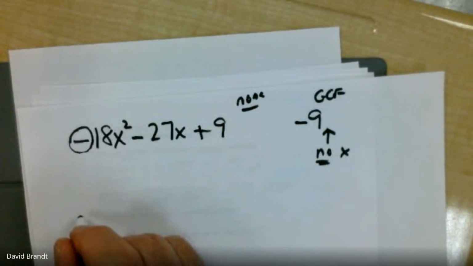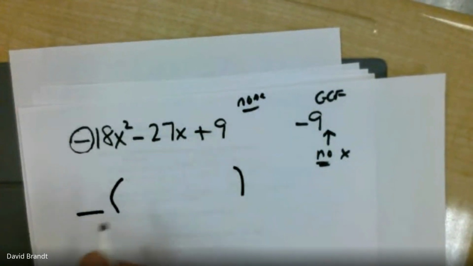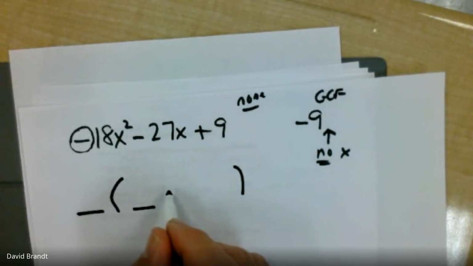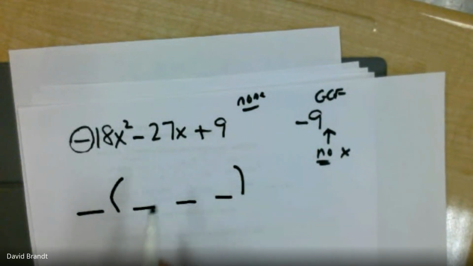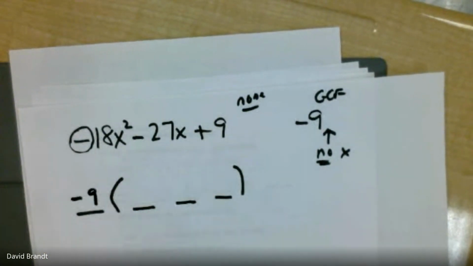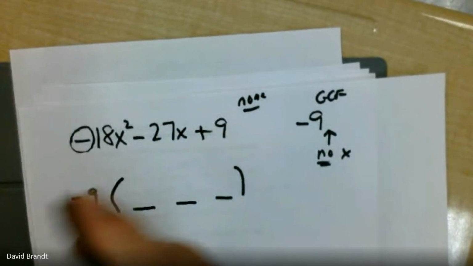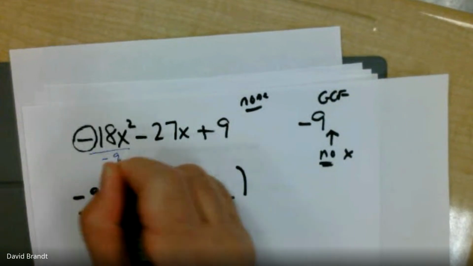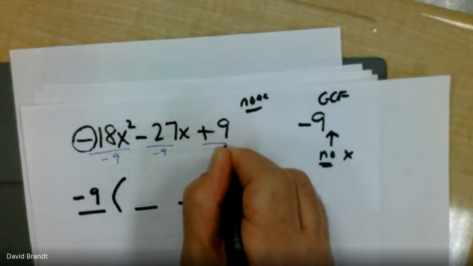So our problem is going to look like this when we factor it. Let's put a blank here, a blank here, and a blank here. I'm not going to put the signs in here because something weird is going to happen with the signs. You've got to be careful. Put a -9 out here. All right, let's divide all three of these by -9.